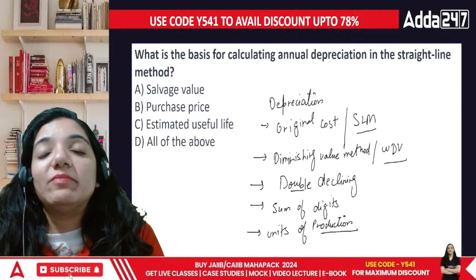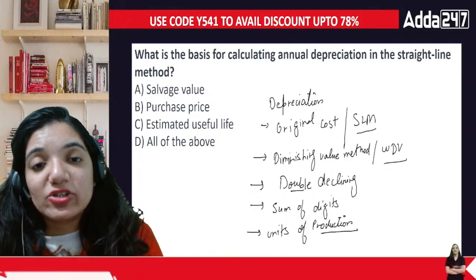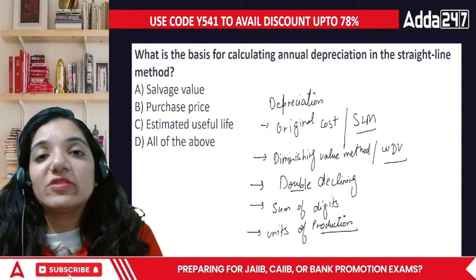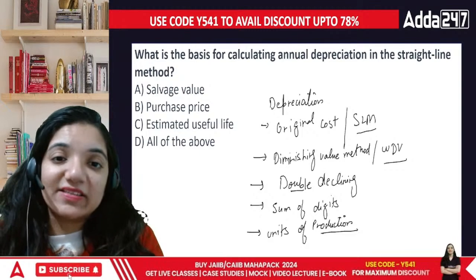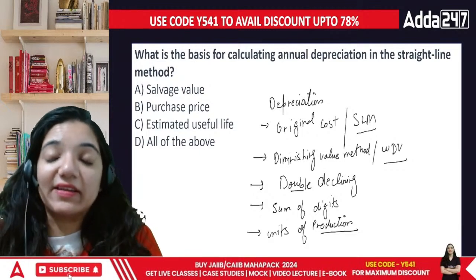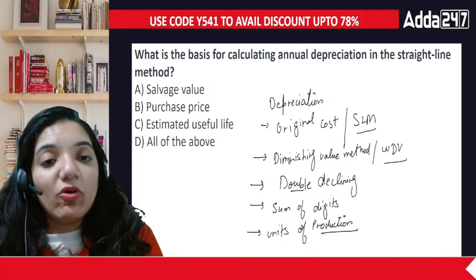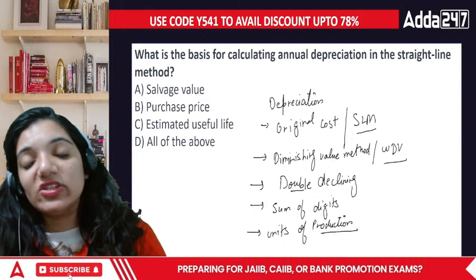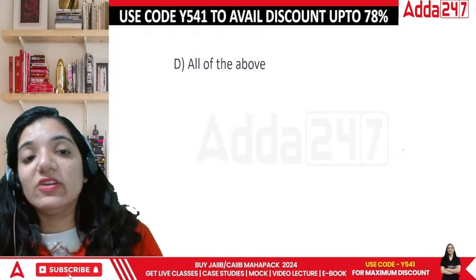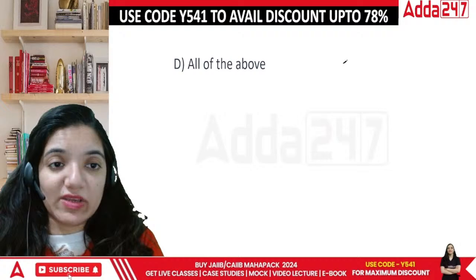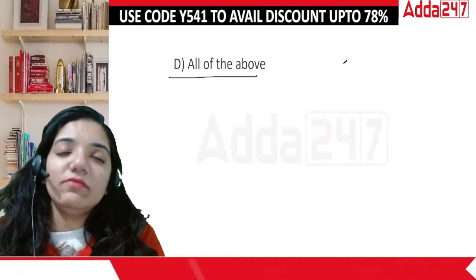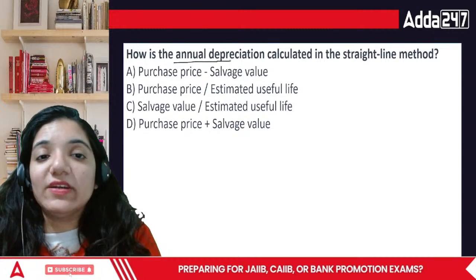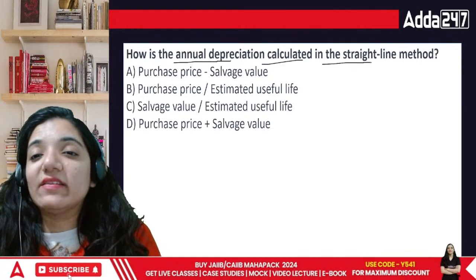When we talk about the basis for calculating the annual depreciation, the scrap value is super important. Purchase price is again super important. Then estimated useful life is again a very vital part of it. So all these things are extremely important. So the answer is all of the above are super important when it comes to the area of depreciation. Okay, how is the annual depreciation calculated in the straight line method?